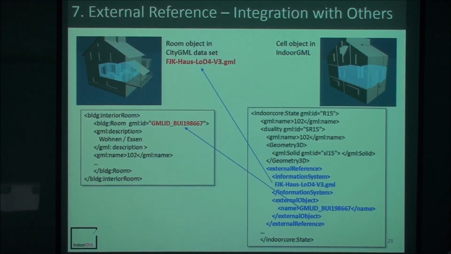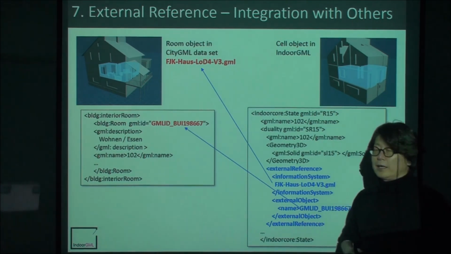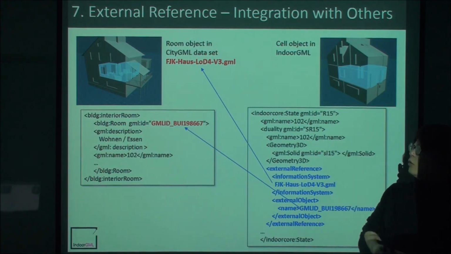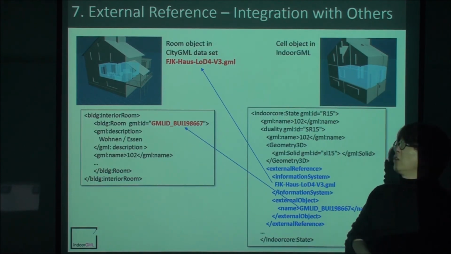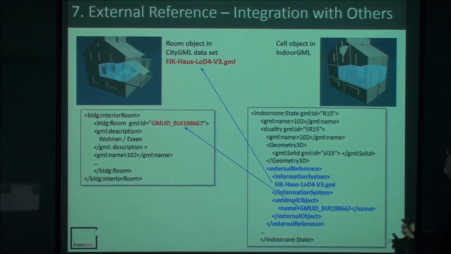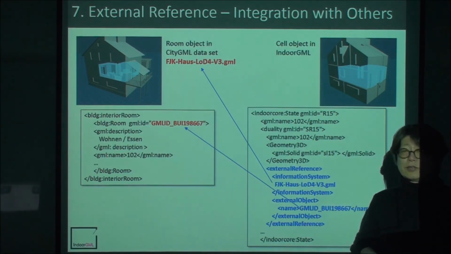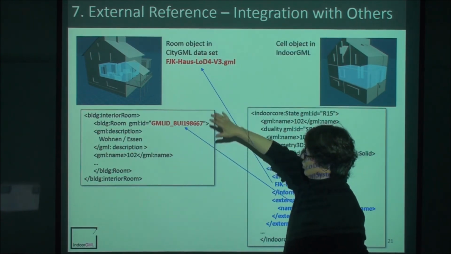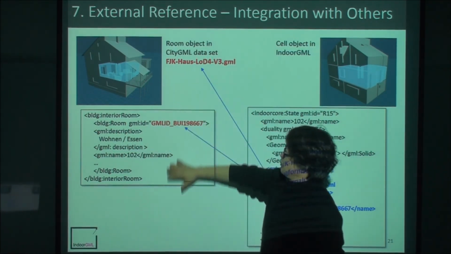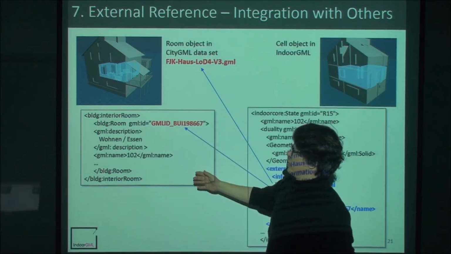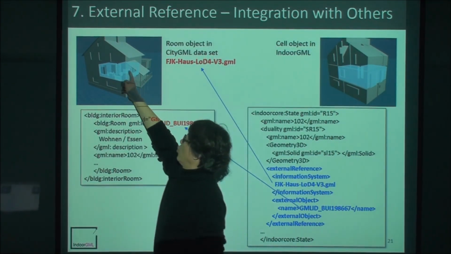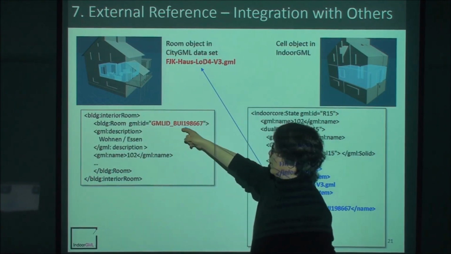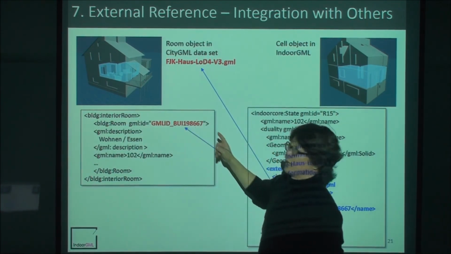Alright, the final concept is external reference. I explained how to use external reference during the geometric representation of a cell, but it is also very useful to integrate IndoorGML with other data sets. This is a good example of how to integrate the data. Suppose that you are given CityGML data for one given building. This is one room, and with the GML ID, the identifier is given like that.